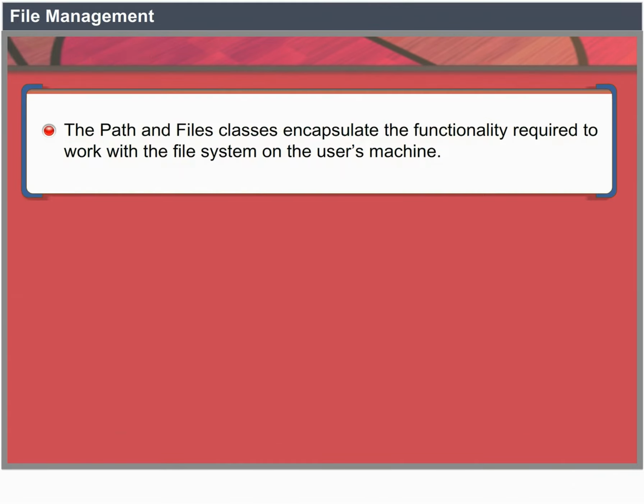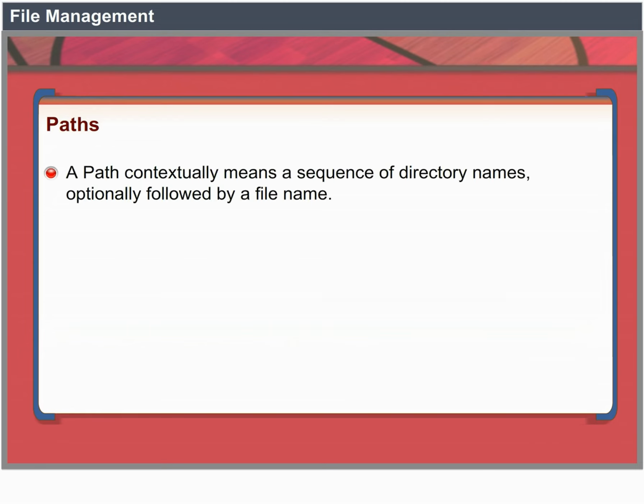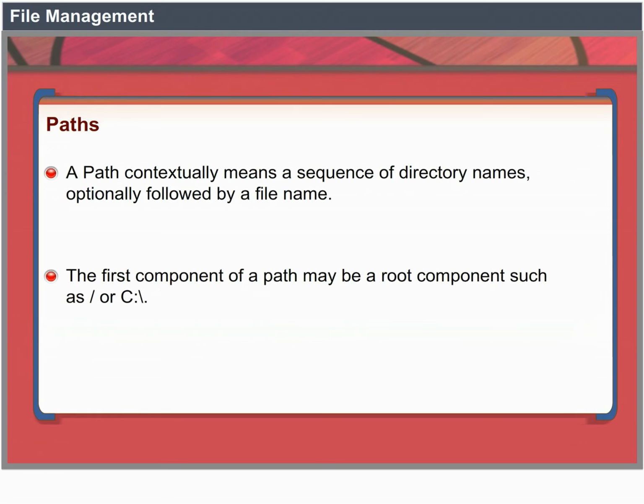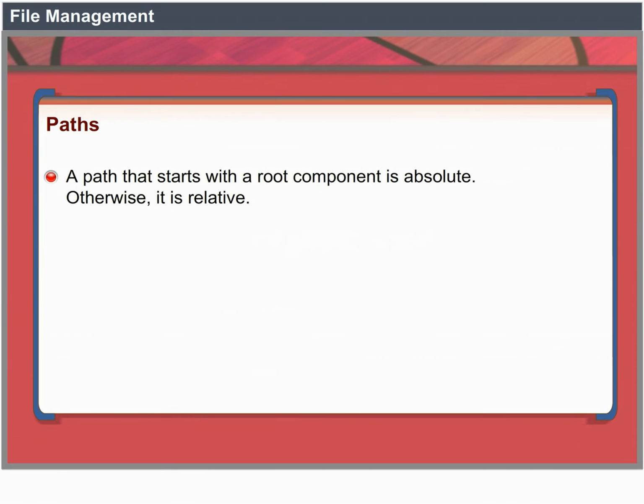File management. The Path and Files classes encapsulate the functionality required to work with the file system on the user's machine. The stream classes consider the contents of files, whereas the classes that we discuss here are concerned with the storage of files on a disk. Path. A path is a sequence of directory names, optionally followed by a file name. The first component of a path may be a root component such as / or c:/. The permissible root components depend on the file system. A path that starts with a root component is absolute, otherwise it is relative.